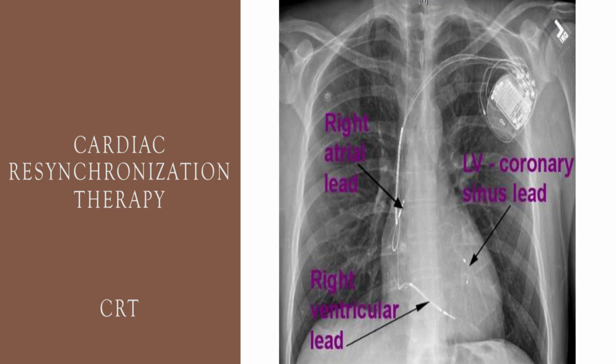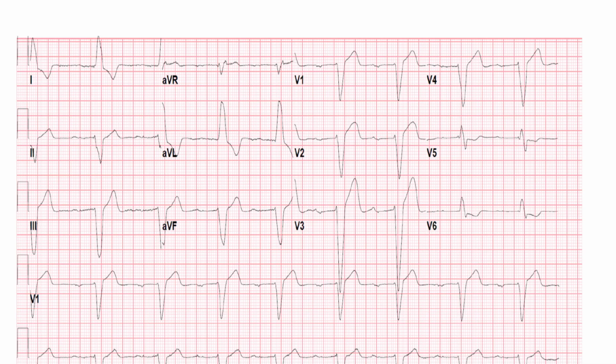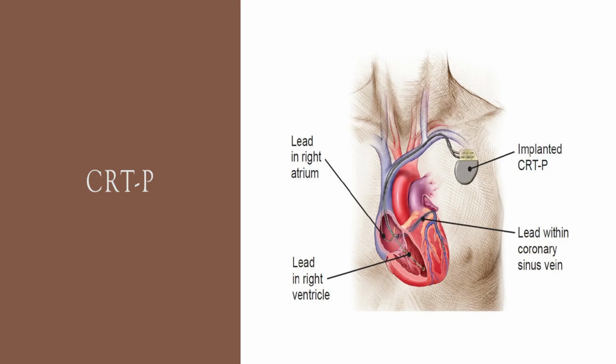Cardiac resynchronization therapy is indicated in selected patients with reduced ejection fraction and electrical dyssynchrony. Appropriate patient selection is critical. Left bundle branch block produces ventricular dyssynchrony and reduced efficiency of contraction. Recognizing LBBB on ECG has important therapeutic implications. CRT-P provides pacing therapy to improve synchronization.